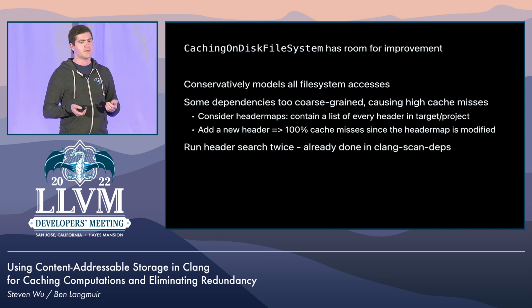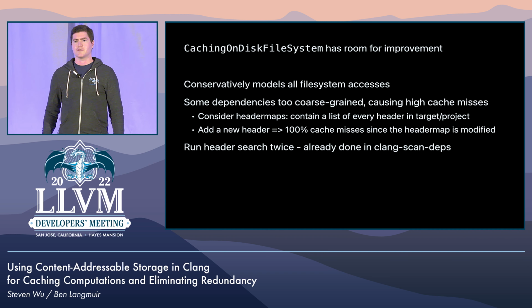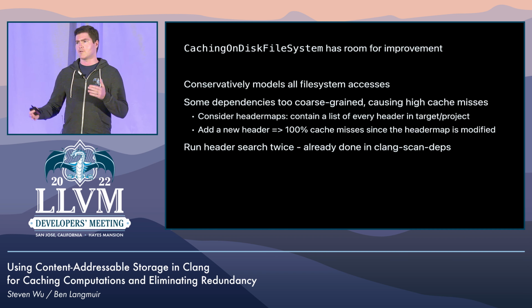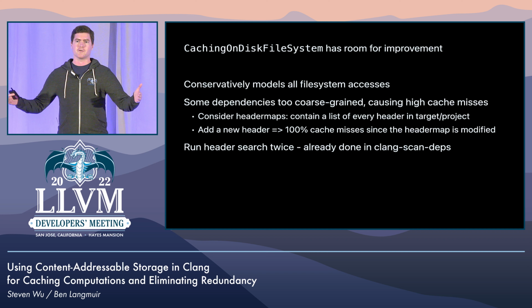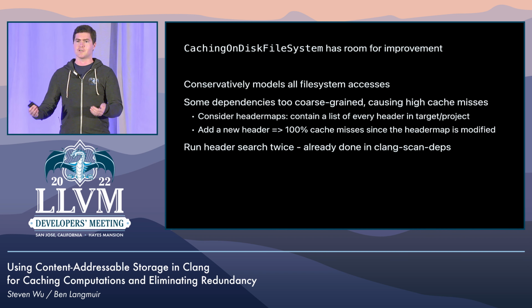Second, and more importantly, there are certain kinds of dependencies that can become too coarse-grained in this model. For example, header map files and virtual file system overlay files often contain a list of all of the headers that are included in an entire project or target. You can imagine that we might add a new header, and then it causes cache misses across a wide space, even though nothing is actually including it yet.